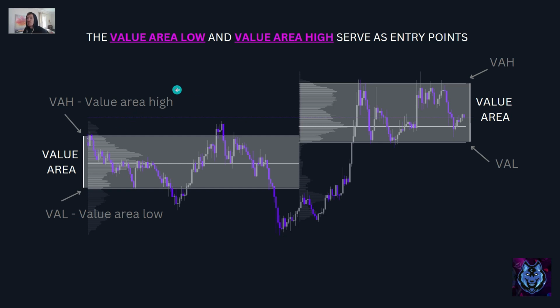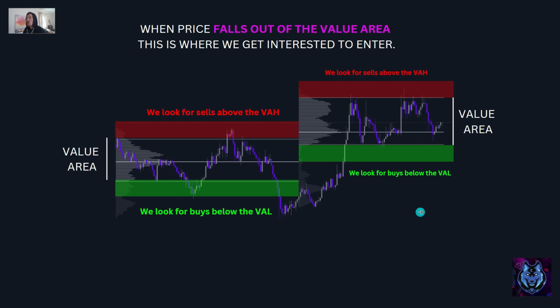Here's an example. Once we've set the value area high and the value area low, it creates these lines here on either side, above and below this value area and this point of control in the center. So this becomes the value area, and this is the value area high, which is above the value area. And this is the value area low, which is below the value area. These are the points where we want to focus on getting the best entries into a trade. We want to focus on taking shorts above the value area and longs below it. When price falls out of the value area, this is where we get interested to enter. And we have these higher probability trade setups.